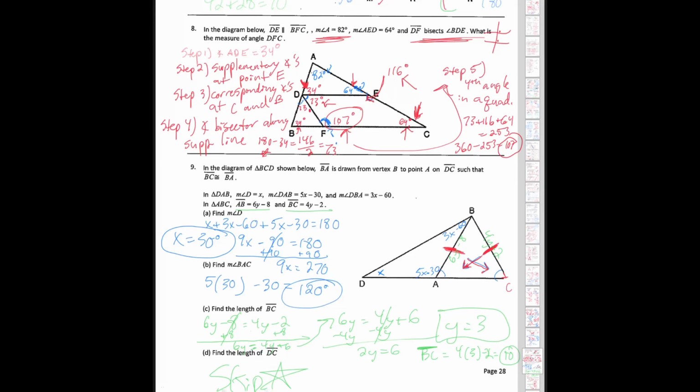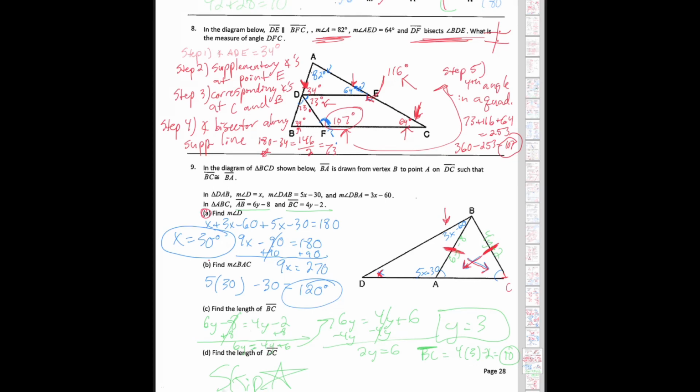So in triangle DAB, angle D is equal to X. Angle DAB in that triangle is equal to 5X minus 30. And then angle DBA is 3X minus 60. And then in triangle ABC, we have the missing side is 6y minus 8 for side AB. And then we have side BC is 4y minus 2. So we have to find angle D first.